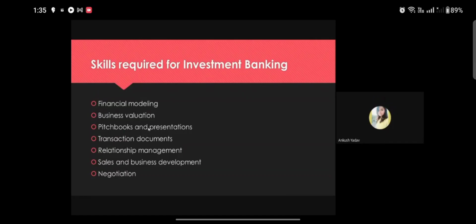Then there are transaction documents. They have to prepare many types of documents like term sheets. They also have to prepare regulation compliance documents. And the most important skill required is relationship management, because they will have to manage the relationship with previous clients who are investing their money in their stocks. They will have to maintain the relationship, and also they will have to bring in some new clients.